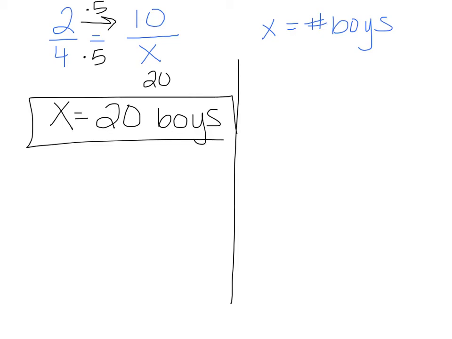Now, I want to remind you of a few things. One, that whatever you do to the numerator, you do to the denominator, because you're really multiplying by the equivalent form of 1, 5 over 5. And remember, 5 divided by 5 is 1. And as long as you multiply something by 1, you have made an equivalent fraction. And that's what you're looking at. You're saying that this is an equivalent fraction because of this equal sign. And that's how we're able to solve for that x is equal to 20 boys.